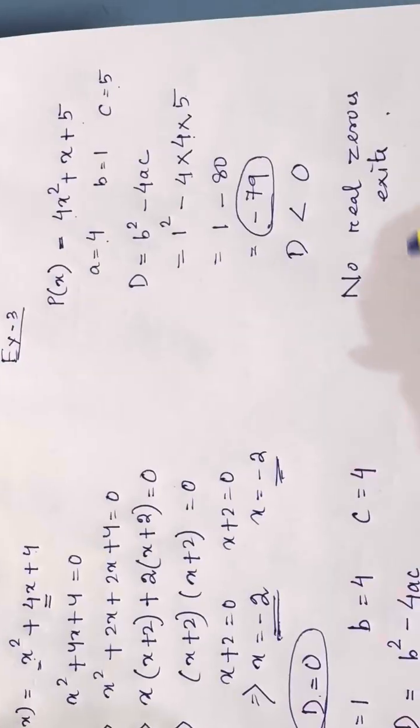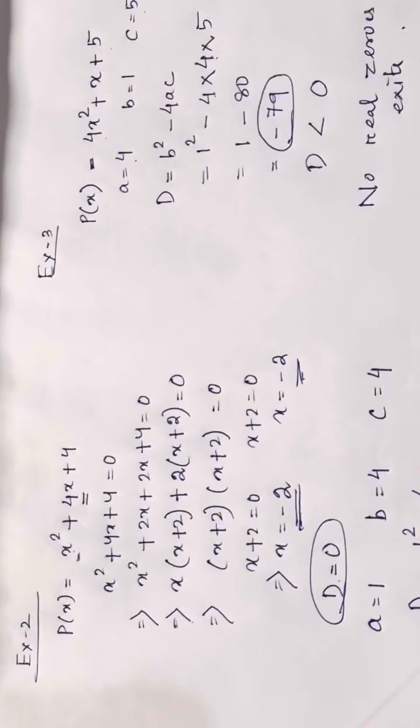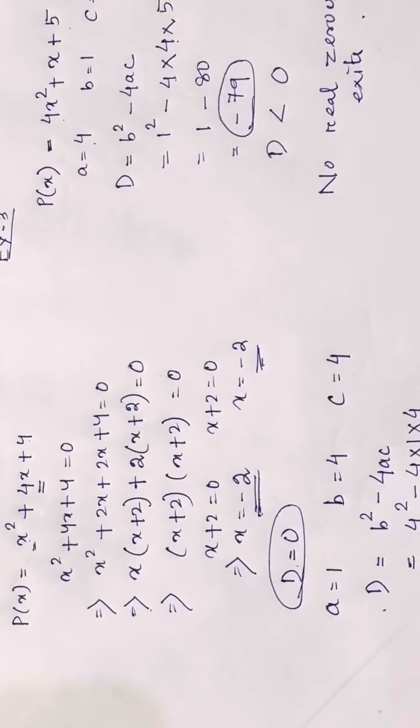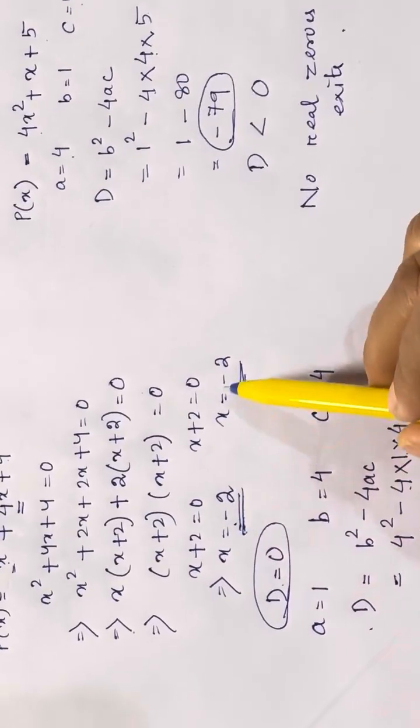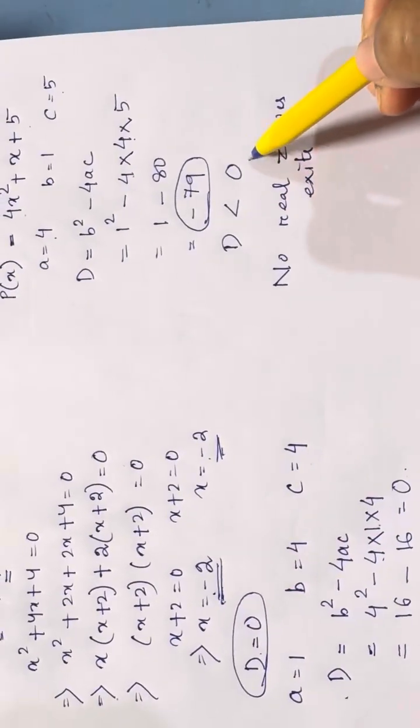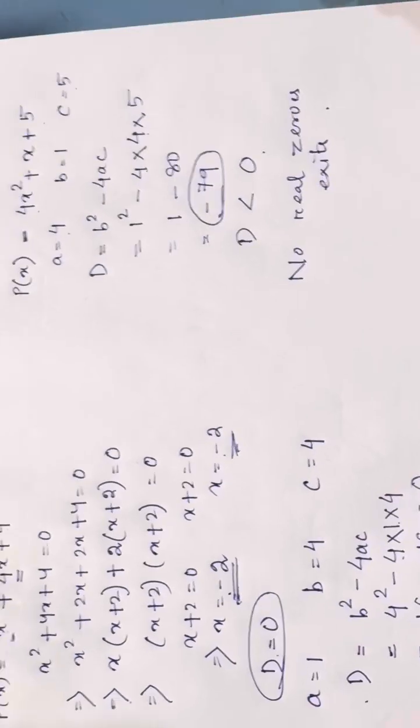So when D is greater than 0, it will be having 2 real zeros. When D is equal to 0, it will be having exactly 1 real zero which is getting repeated. And when D is less than 0, it is not having any real zero. I hope it's clear now.